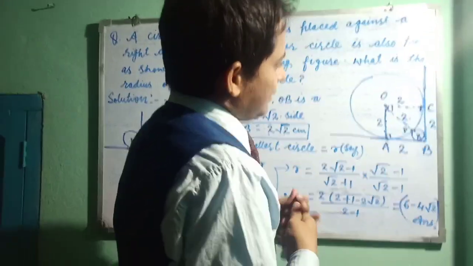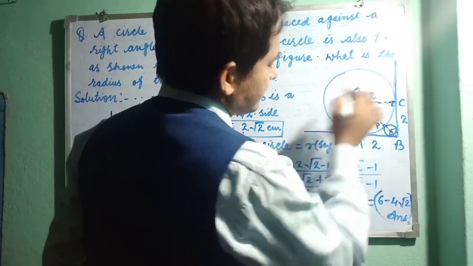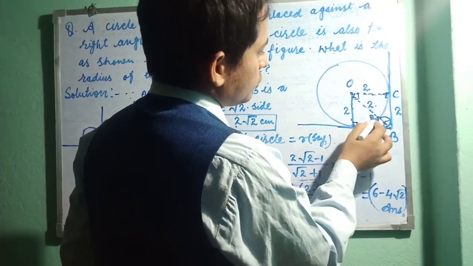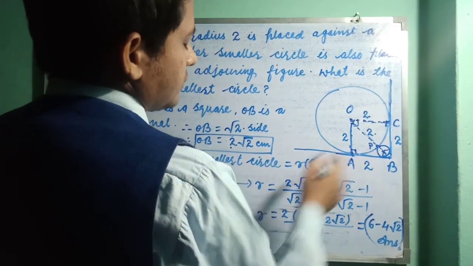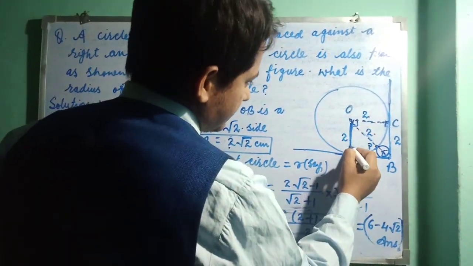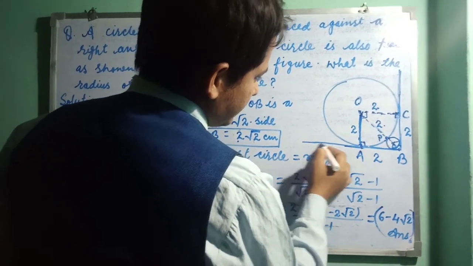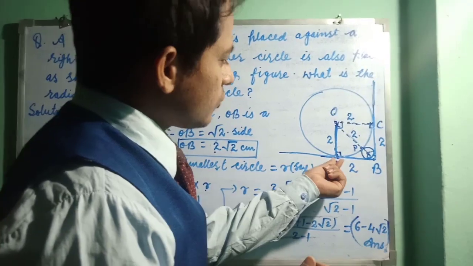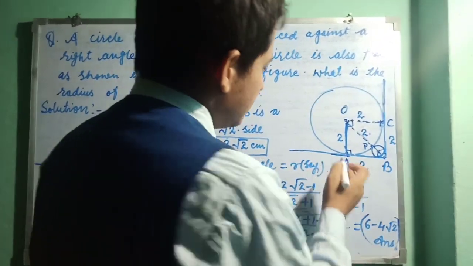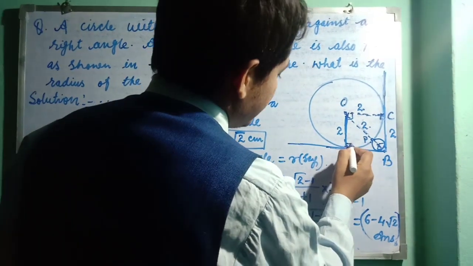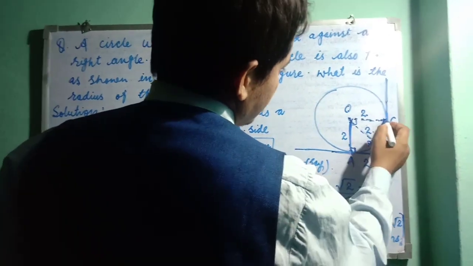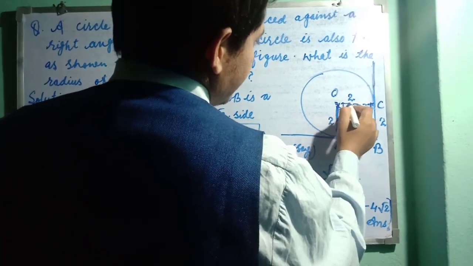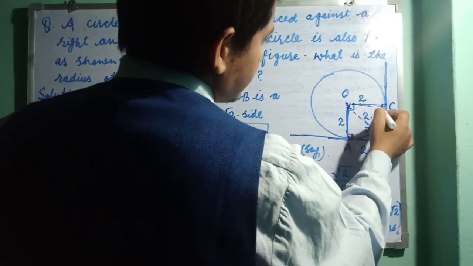Have a look. Here the radius of this bigger circle is given as 2 centimeter. Here is also 2 centimeter, here is also 2 centimeter. Have a look. This is the radius, and there is a point of contact, and there is a tangent. So the angle between the radius and the tangent at the point of contact becomes 90 degrees, by the tangent theorem. Here is also 90 degrees because this is the tangent and there is a radius. So at the terminal point it makes 90 degrees.